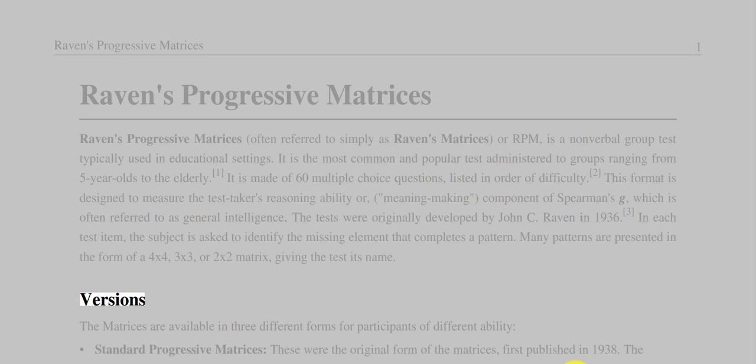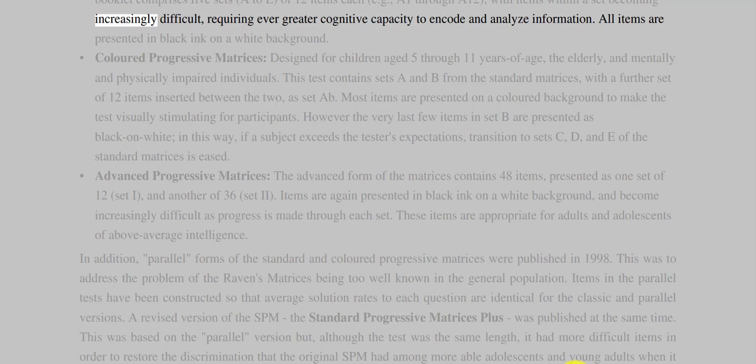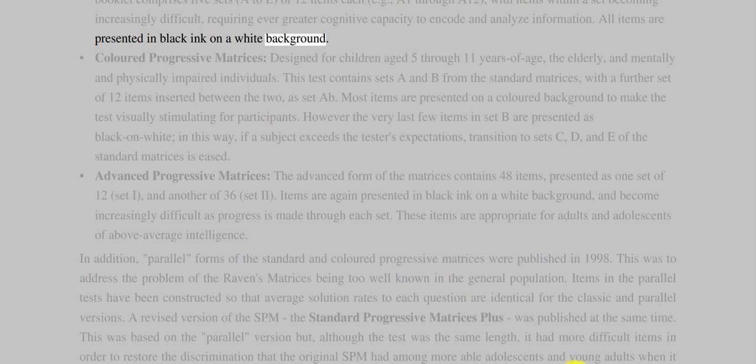Versions. The matrices are available in 3 different forms for participants of different ability. Standard Progressive Matrices. These were the original form of the matrices, first published in 1938. The booklet comprises 5 sets, A to E, of 12 items each, for example A1 through A12, with items within a set becoming increasingly difficult, requiring ever greater cognitive capacity to encode and analyze information. All items are presented in black ink on a white background.